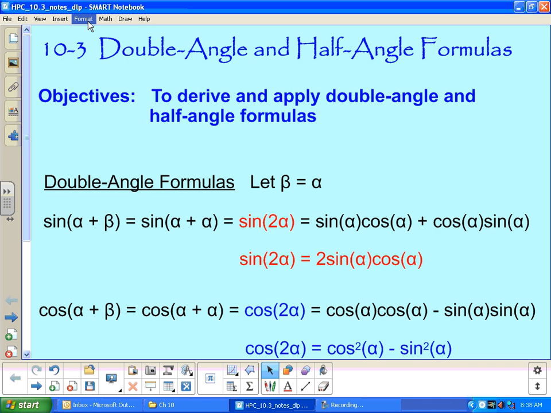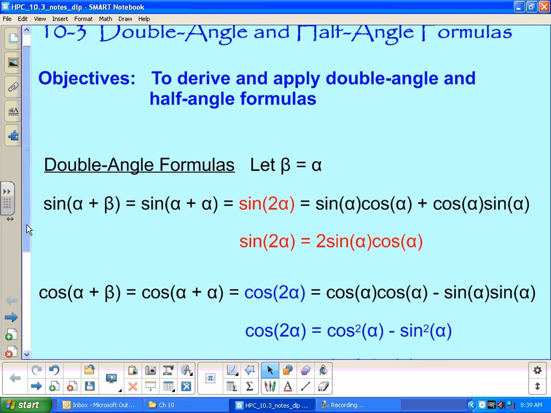Section 10.3, double angle and half angle formulas. We are actually going to look at the double angles. The half angles you can look at on your own, but we're not going to emphasize the half angle formulas in this section. We'll develop those in calculus.